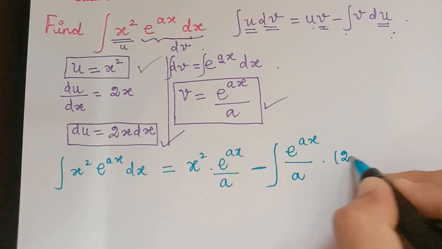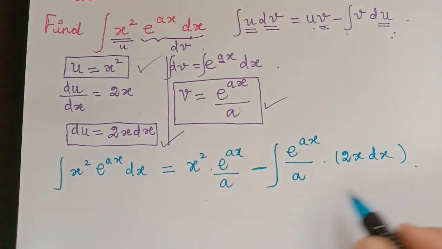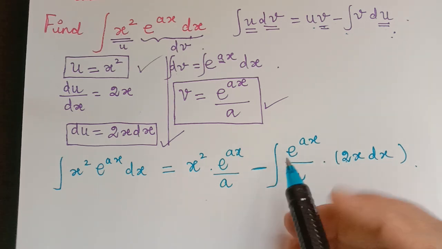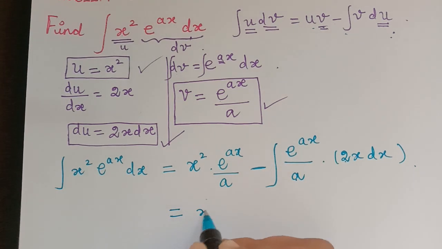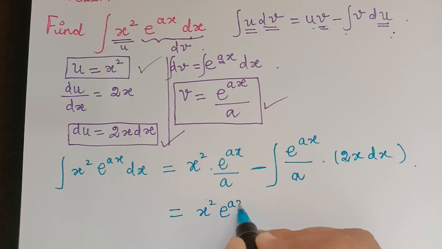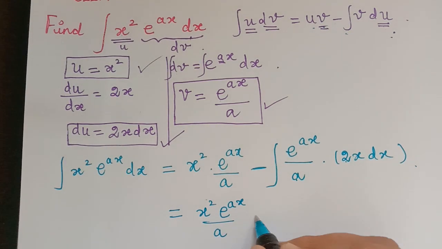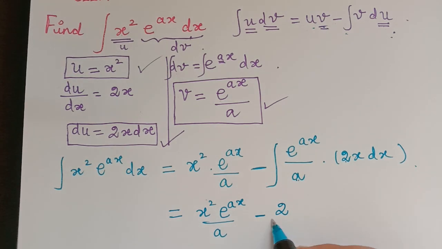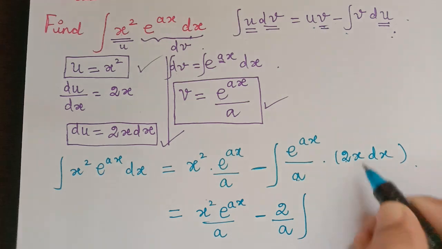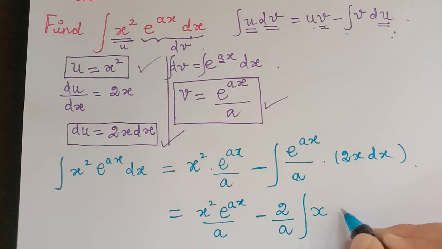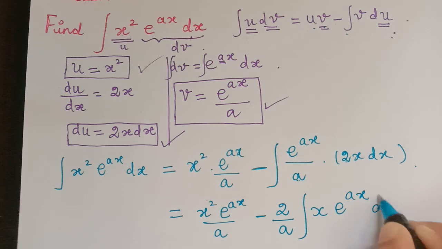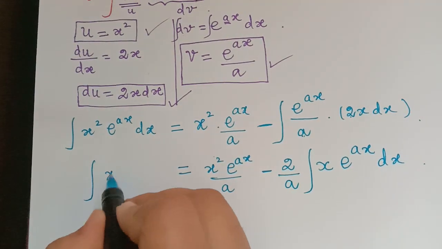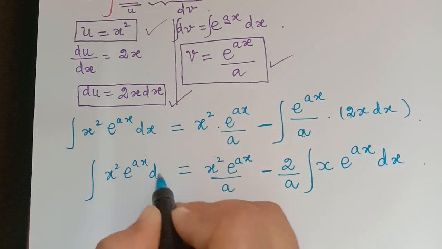So 2x dx. Now if you see here, this 2 is a constant and a is a constant which can be taken out of this integral. So this can be rewritten as x squared e power ax divided by a minus, this 2 is a constant which can be taken out, a in the denominator is also a constant, so 2 by a integral. Now this can be written as x e power ax dx. So now we have obtained the integral of x square e power ax dx to be this.